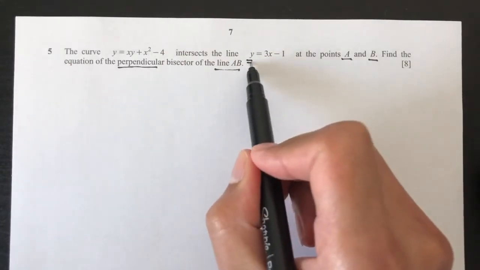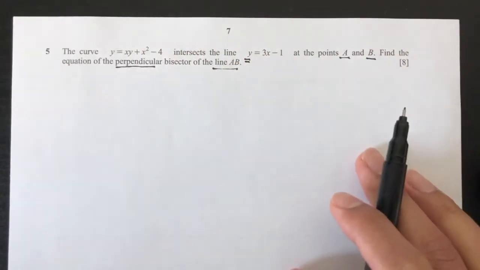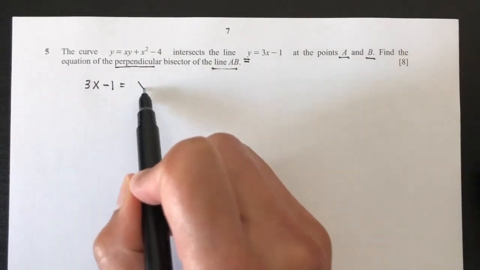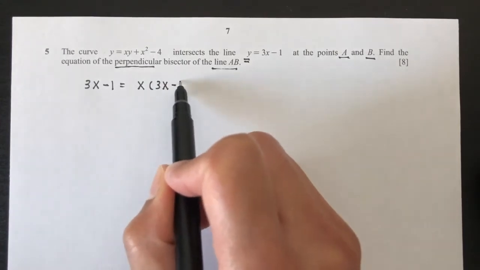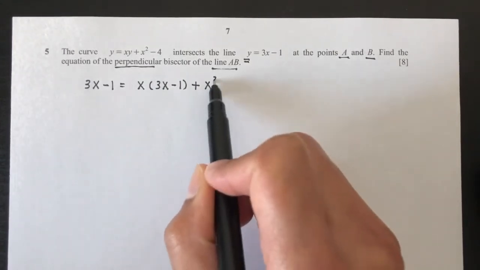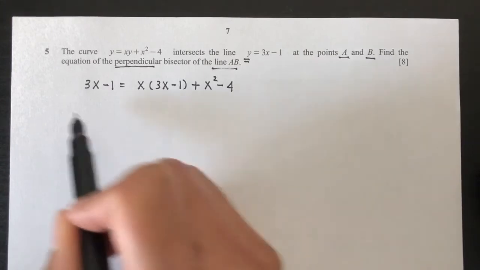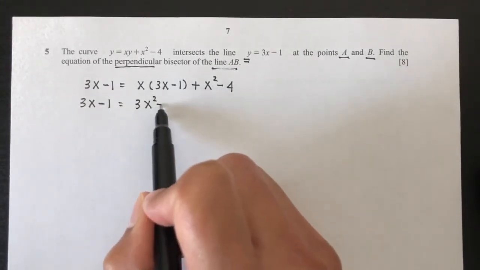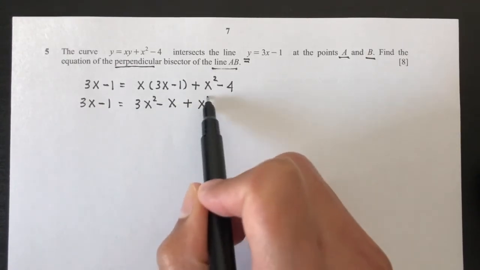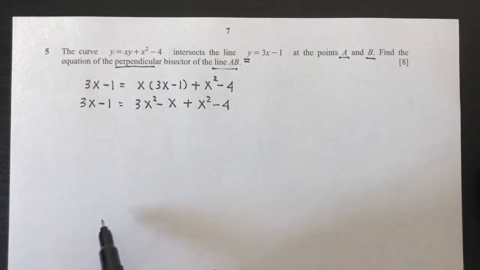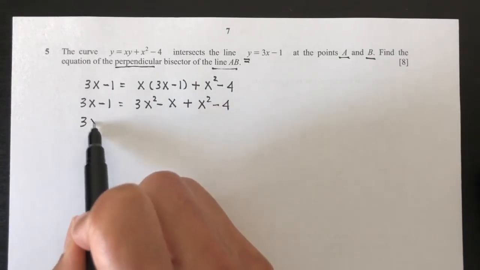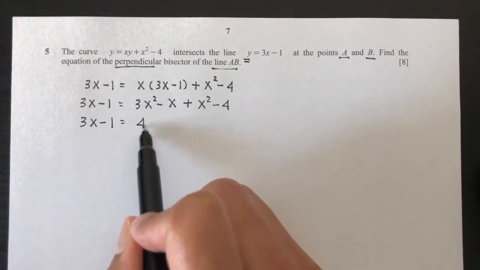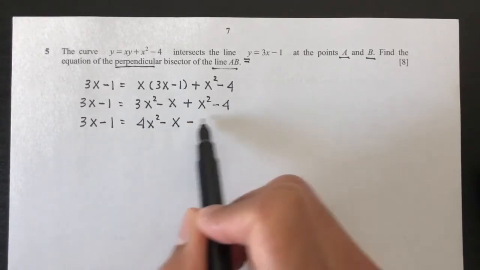So here we have y, replace y in this equation. So you will have 3x minus 1 equal to x times (3x minus 1) plus x squared minus 4. Simplify, you will have 3x minus 1 equal to 3x squared minus x plus x squared minus 4. Next step, we can simplify, so let's keep this the same for now. So 3x squared plus 1x squared, that will be 4x squared minus x minus 4.